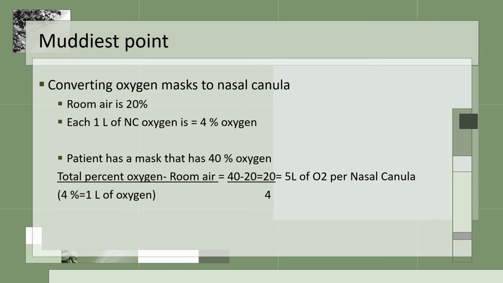So basically the formula is the total percent of oxygen the patient is on in a mask minus room air, divided by 4. Okay? So the 4 is the 4%, which equals 1 liter of oxygen. So we have 40 minus 20, because our patient has 40% oxygen, minus the 20%, which is room air, and that equals 20. And we're going to divide that by 4, because each liter of oxygen is equal to 4%, and we get 5 liters. That is how we know to put them on 5 liters of nasal cannula.